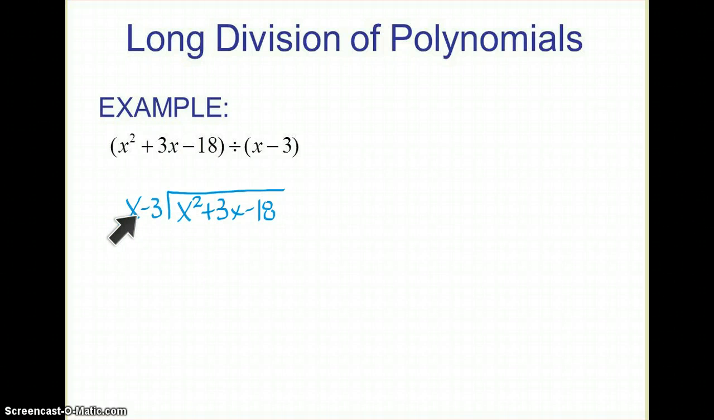So to make x into x squared, I would need to multiply by x, right? X times x is x squared. So up here I'll put x. And then just like on regular long division, I'm going to take x and multiply it times x minus 3. So if I do that, I get x squared minus 3x.